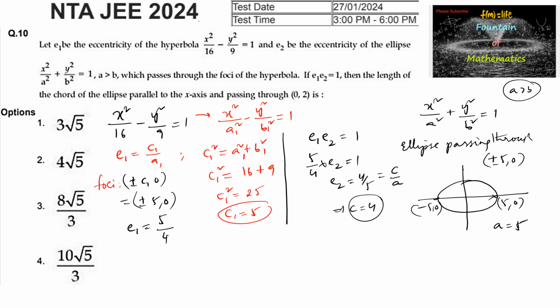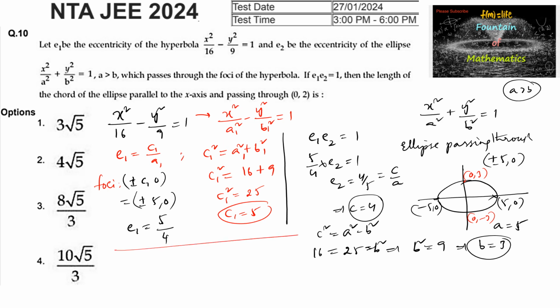For the ellipse equation, c square is equal to a square minus b square. So we can write 16 is equal to 25 minus b square, which implies b square is equal to 25 minus 16, that is 9. So b is equal to 3. So we can consider the b values (0, 3) and (0, -3). So we can conclude the ellipse equation is x square upon a square, that is 25, plus y square upon b square, that is 9, is equal to 1.